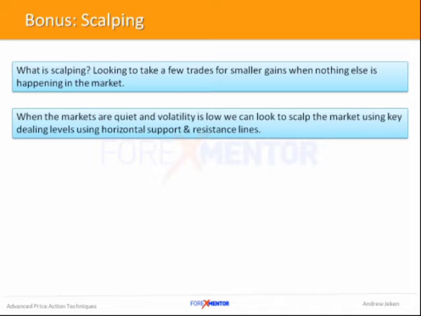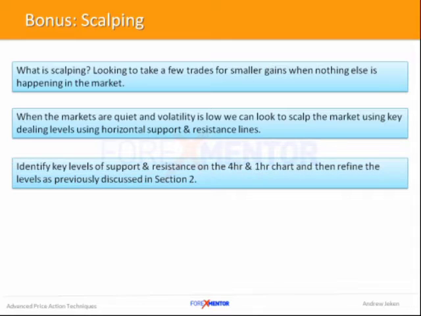So when the markets are quiet and the volatility is low, we can look to scalp the market using key dealing levels, using horizontal support and resistance lines. Identify key levels of support and resistance on the 4-hour and 1-hour chart, and then refine the levels as previously discussed in section 2.